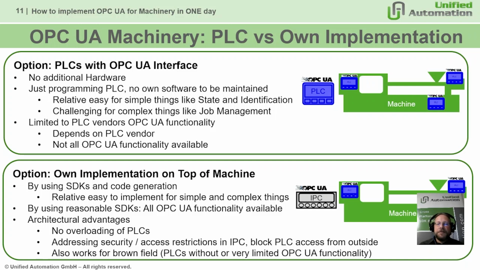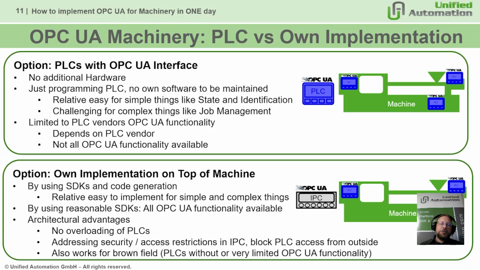An alternative implementation is you do your own implementation, you develop your own software on top of a machine. The software runs typically in an IPC. You can use an SDK and code generation to do that. That makes it relatively easy to implement this for simple and also for complex things. And by using reasonable SDKs like the ones from Unified Automation, you have all the OPC functionality available.